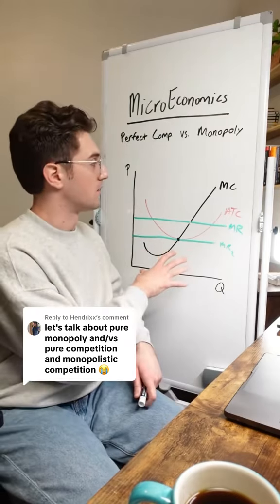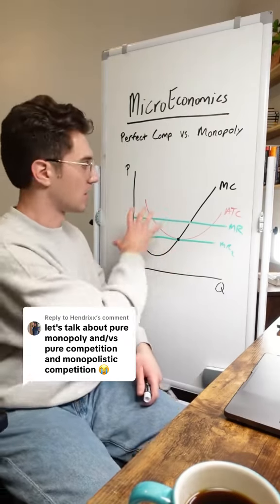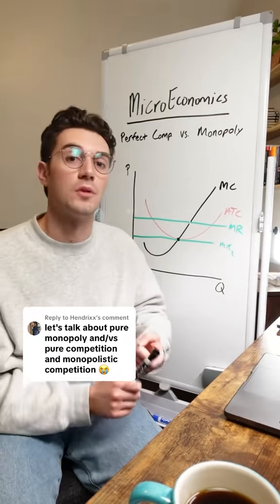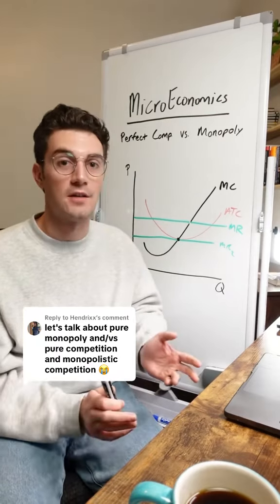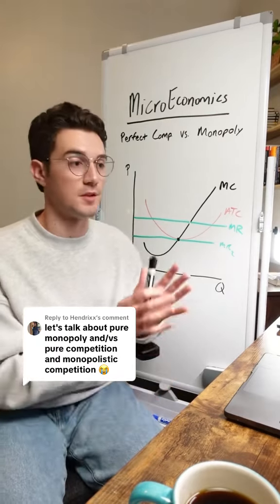Honestly, those are the two big things that make perfectly competitive cost curves unique. The MR curve is horizontal, and we can use the positioning of it to determine if the perfectly competitive firm is in the short or long run.